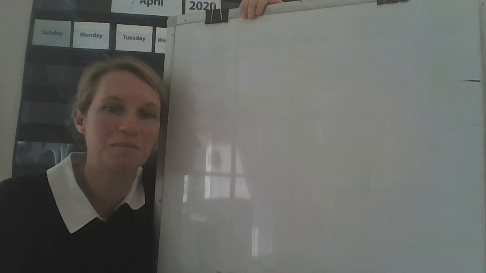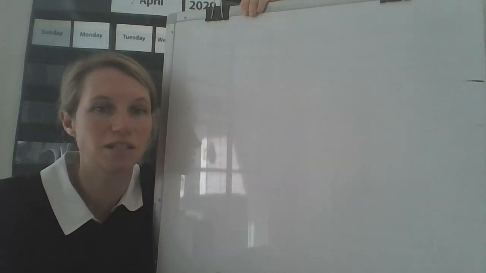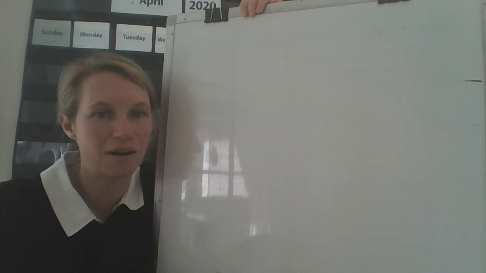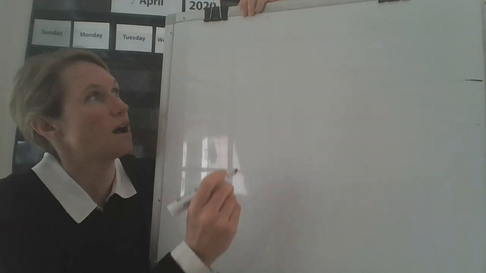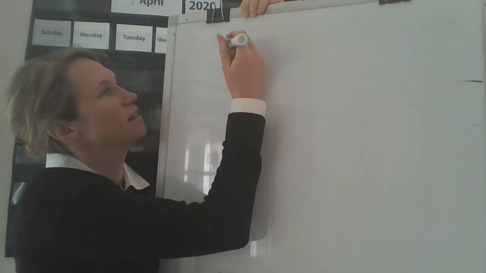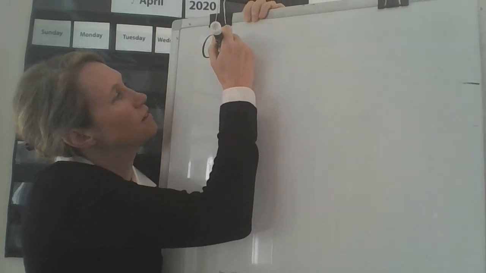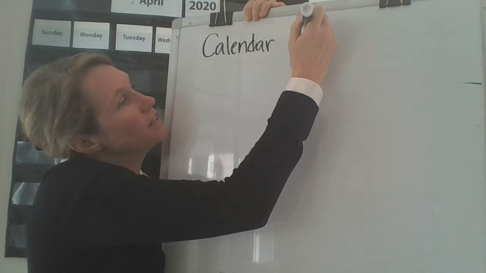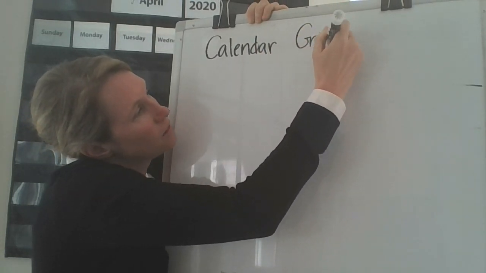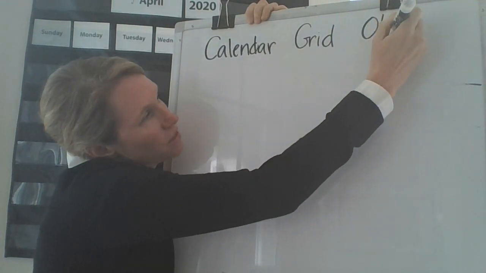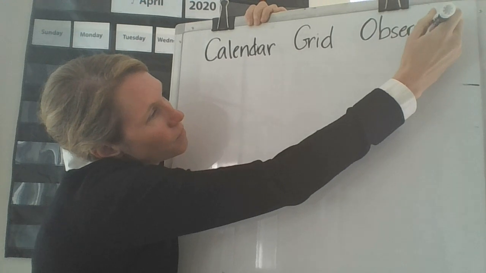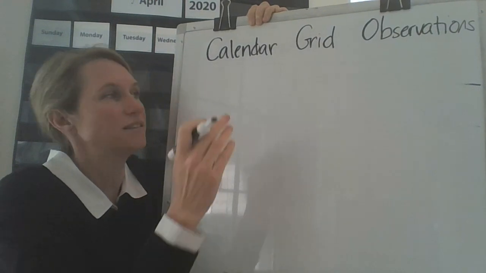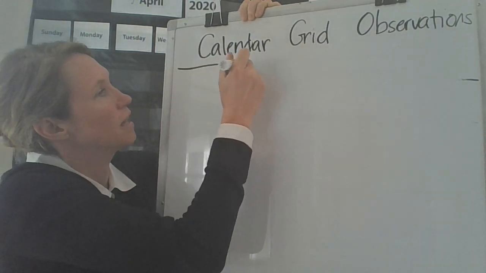Even though you're going to be writing your calendar grid observations in your math journal, I thought we could make the chart together, and I'll model using my whiteboard. The first thing you're going to do is write 3 words at the top: the word calendar, then the word grid, then the word observations. I think it's best to put an underline underneath our heading at the top here.